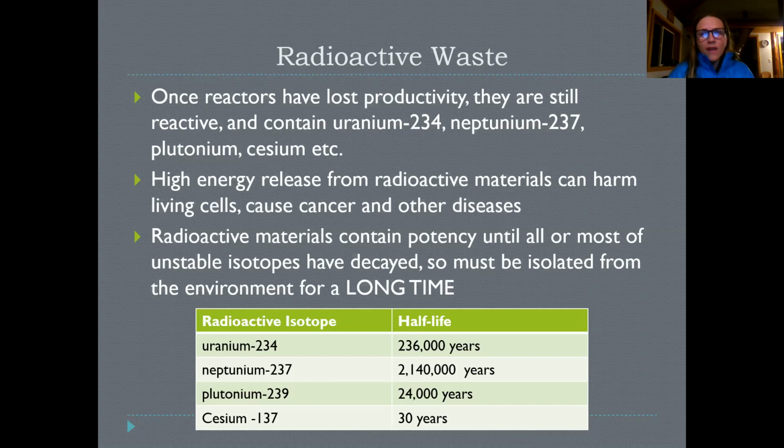So if we have a bunch of uranium-234 byproduct, a waste product from the reactor cores of a nuclear power plant, and we want to store them in a safe place, after 236,000 years, they're still going to have half of the radioactive material that they did at the time that we started to store them. So we're talking a long time, a really very, very long-term investment in storing this nuclear waste.